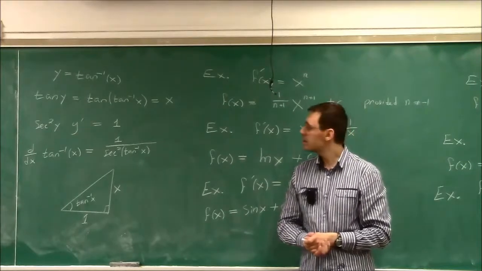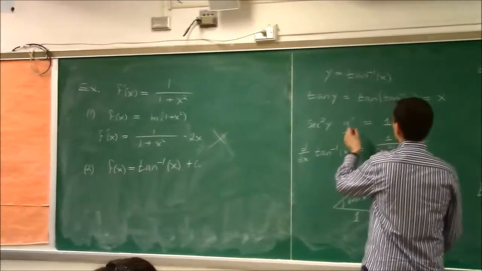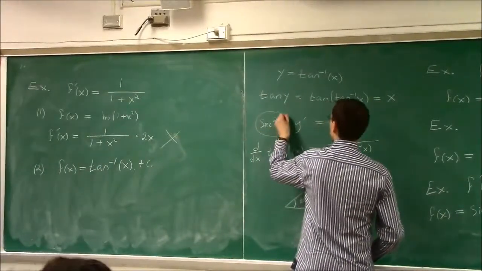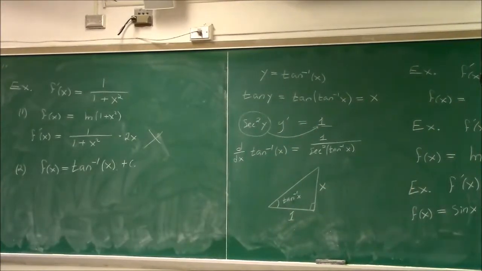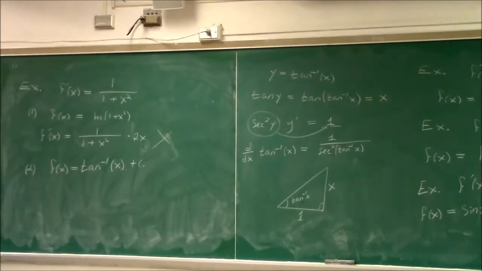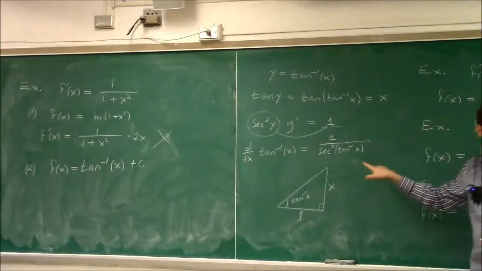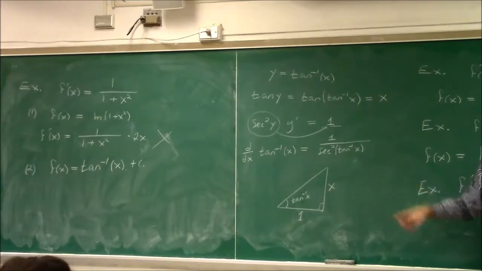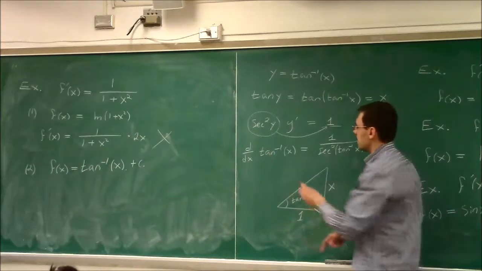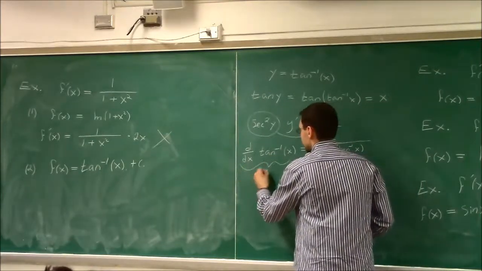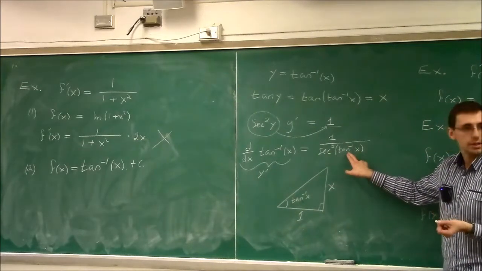Wait, so you took the derivative of tan y? Well, y prime is the derivative of y, so if you look at this side, I just carry this to the denominator. y prime is what I want to isolate. That's the derivative of tangent inverse. And then I just plug it in. This is y prime, and it's equal to 1 divided by secant squared of y, which is tangent inverse.